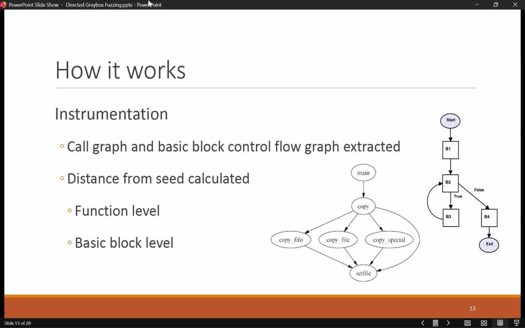This image on the left here is what the call graph would look like, and that's basically the flow of the program between the different functions in the program. And the control flow graph on the right here shows how the program flows between the different blocks of the program as opposed to the functions. Using these two graphs, AFLGo will then calculate the distance from the seed to each point in the binary, and it does this on the function level using that call graph, and the basic block level using the control flow graph.